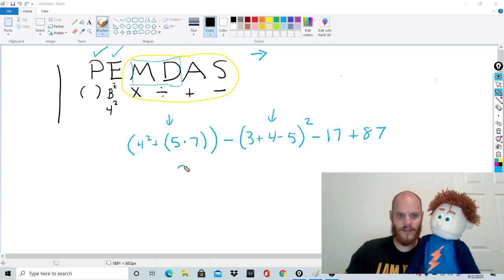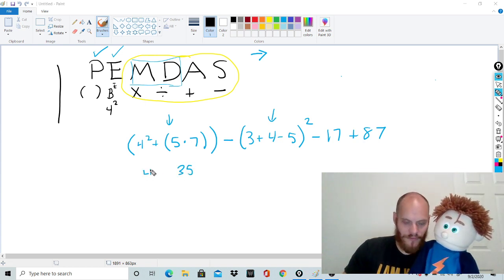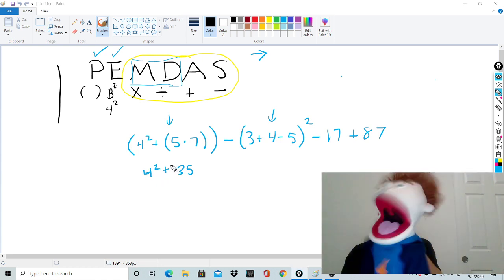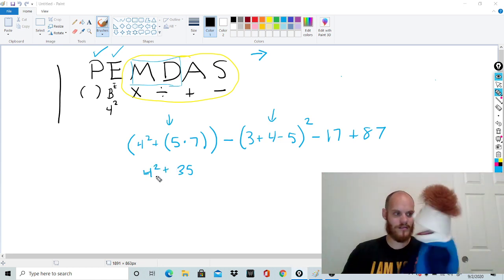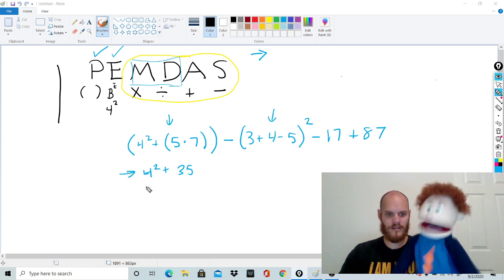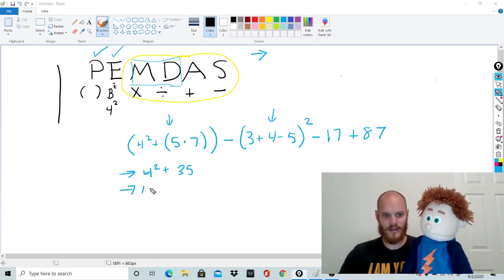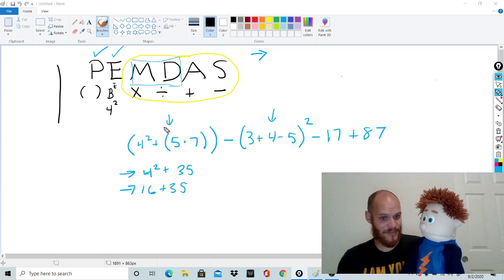35. 35, you're right. Okay, now I'm going to do 4 squared plus 35. So that means I have to do my what first? Your exponent? What's 4 squared? 16. Exactly. So I'm going to come here. 16 plus 35. I have to keep doing this. I'm still in these parentheses.